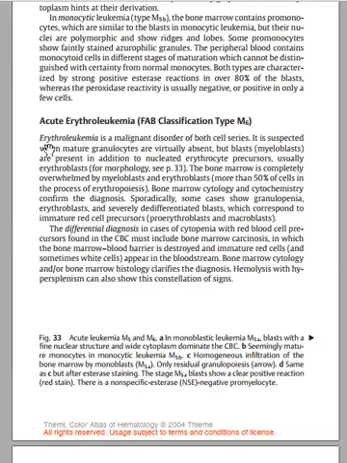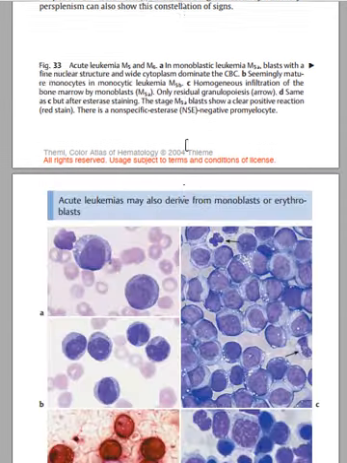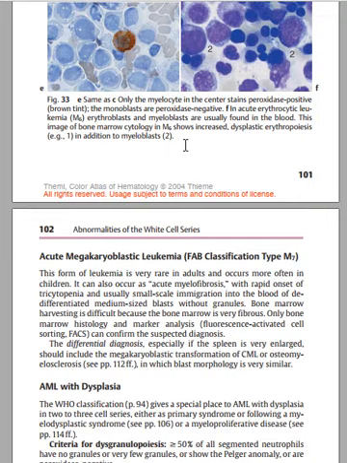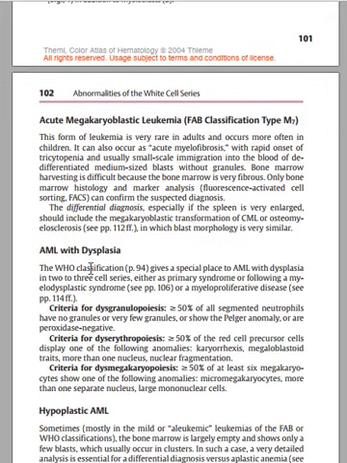The next one is erythroleukemia, or acute erythroblastic leukemia, which is based on the erythrocyte. That's FAB classification 6. And the last one, FAB classification 7, is acute megakaryoblastic leukemia.